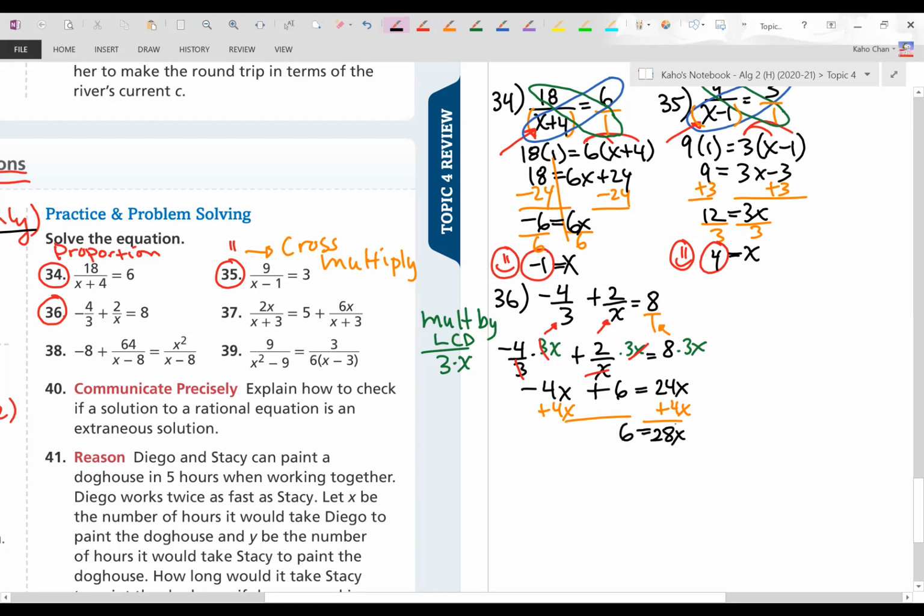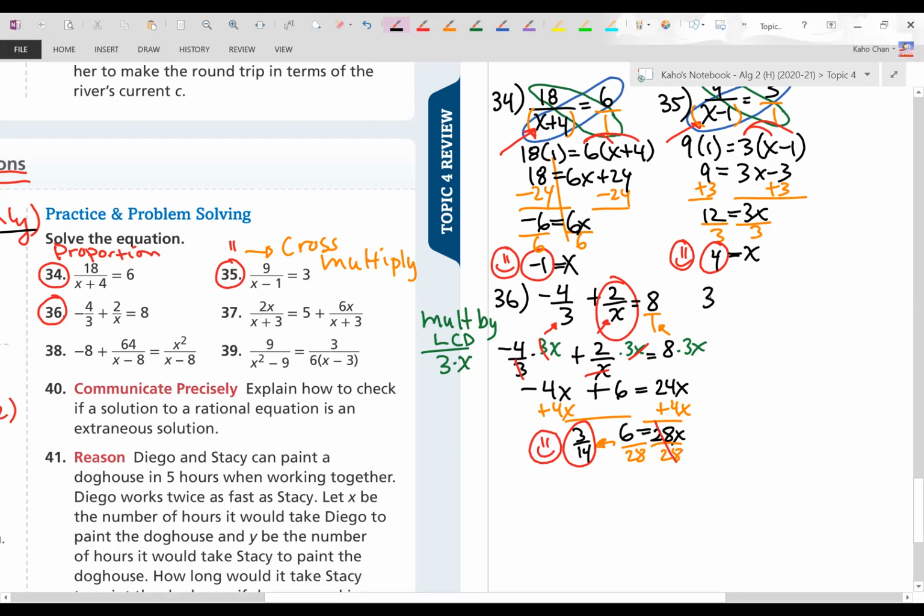Yeah. We're going to get a fraction here. Boo, hiss. 6 over 28 reduces to 3 over 14, and that is your answer. X equals 3 over 14. Weird answer, I'll take it. Quick check, though. Will 3 over 14 under there make that illegal? No, it's fine. Quick mental check there.